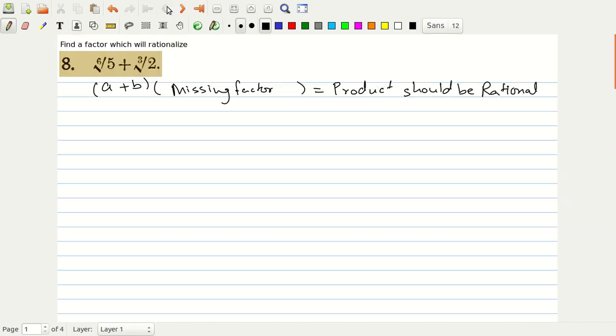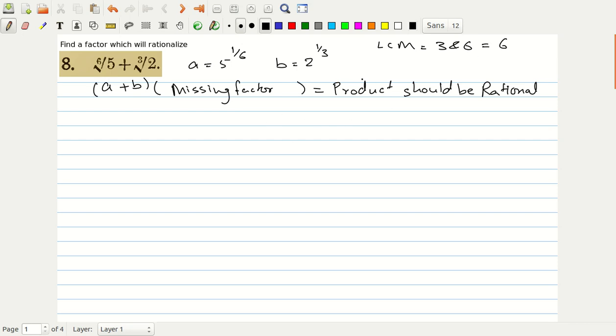So let us look at some examples. So in this case, we know that our a is 5 to the power 1 by 6 and our b is 2 to the power 1 by 3, right? To find what should be the product, let us consider the LCM of 3 and 6. LCM of 3 and 6 is 6, right?